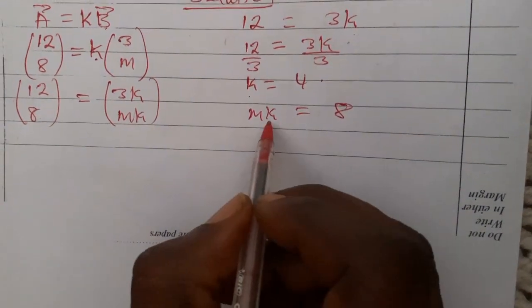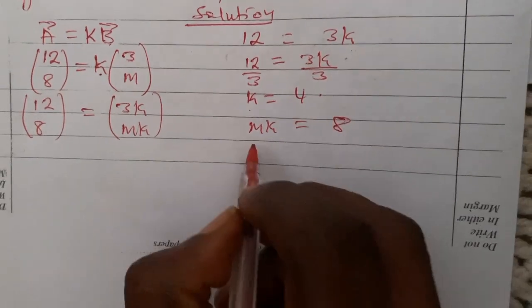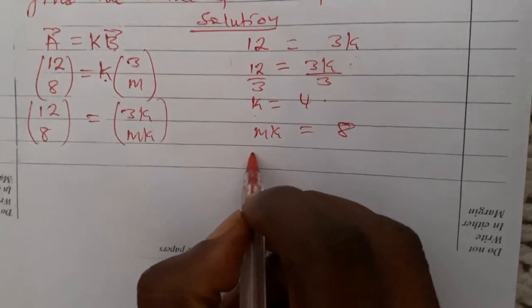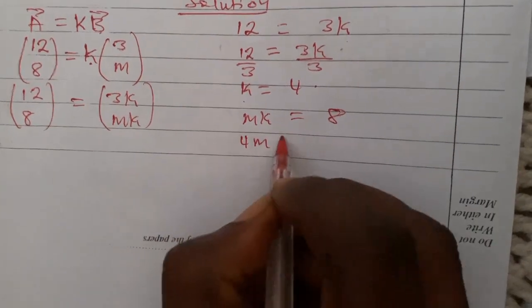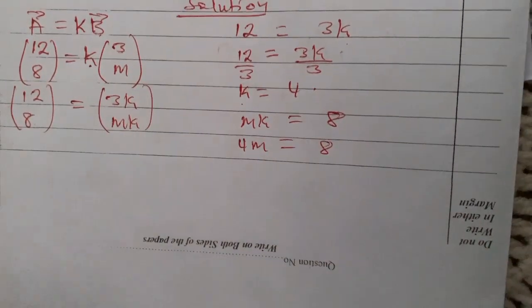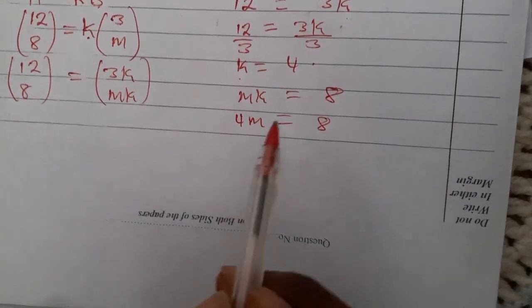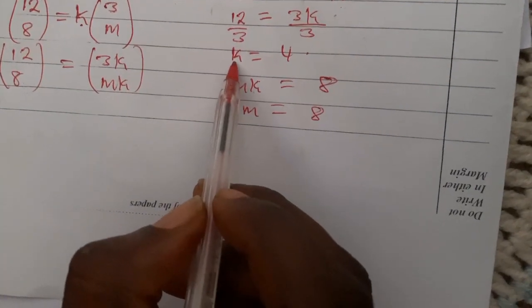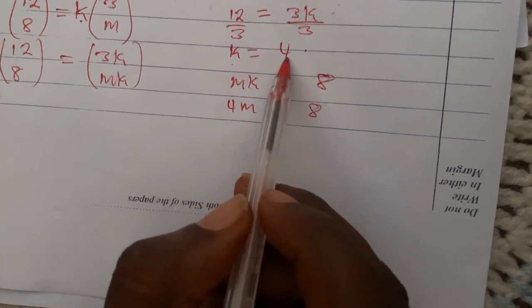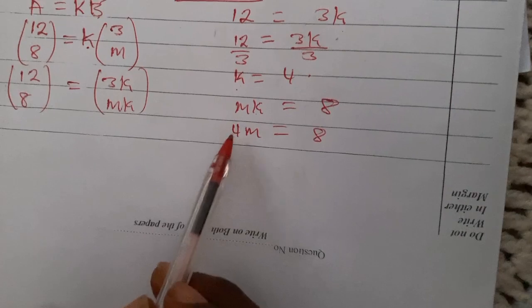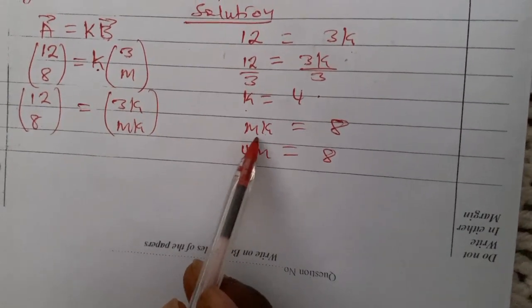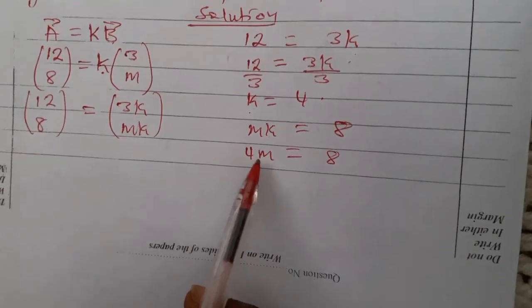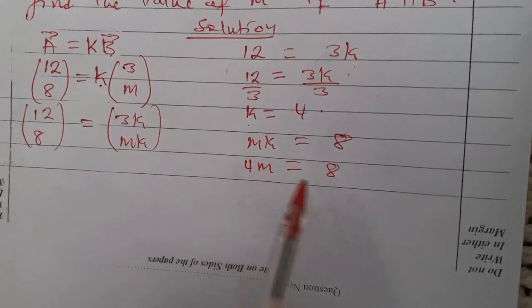Then in place of k, what do we write there? 4. Then we're going to have 4m for the mk, equal to 8, right? See, in place of k, we already worked out that k is equal to 4. Then in place of k, I write 4 there. But the operation between the m and the k is what? Multiplication. So it's going to be 4 times m, which is 4m, equal to what?